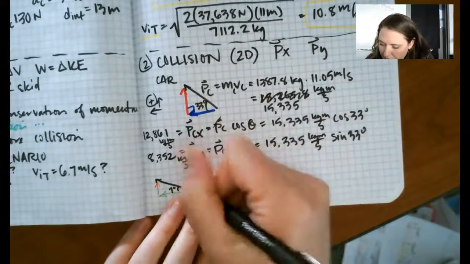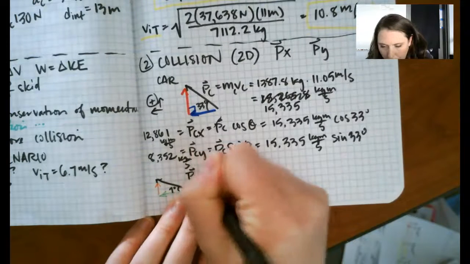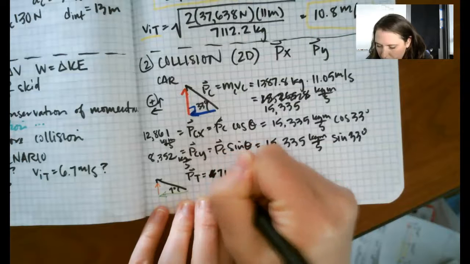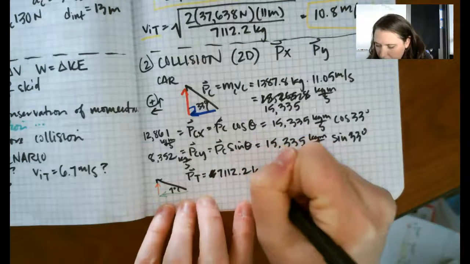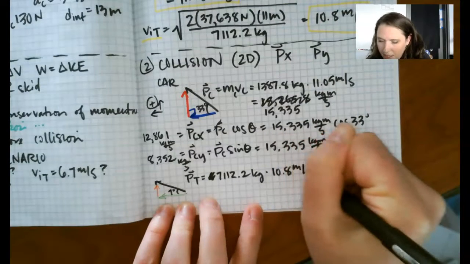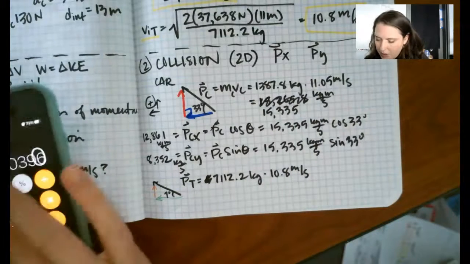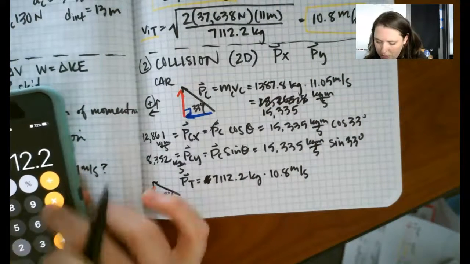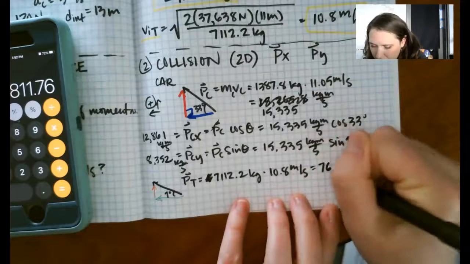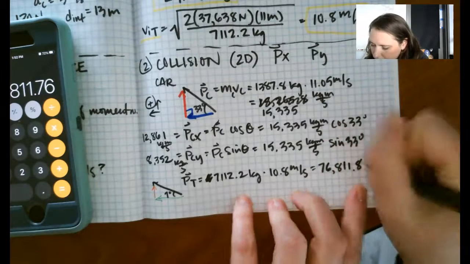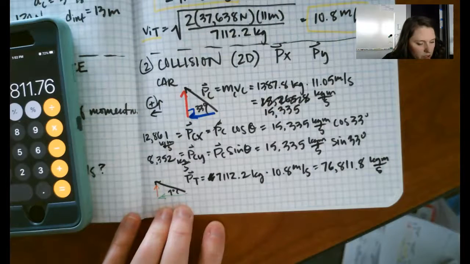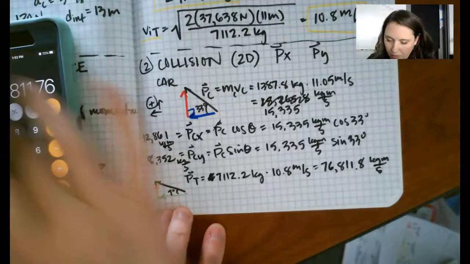So let's find what our total momentum for the truck will be after the collision. It's going to be the mass of the truck, which is 7,112.2 kilograms, times the velocity I found up here, 10.8 meters per second. Just to double check my math, I'm going to do that in my calculator again. 7112.2 times 10.8 is 76,811.8 kilogram meters per second. Let's see. All right, at least that one I did right before.